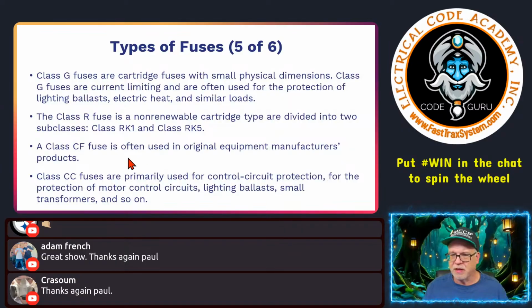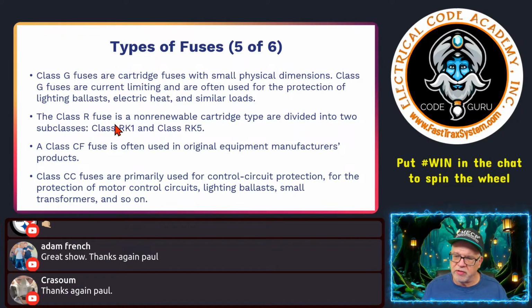That's all it is. All right, Class G are cartridge fuses with small physical dimensions. Class G fuses are current limiting and are often used for the protection of, okay, so these are very small. These are found in ballasts, electric heating circuits, and similar loads. So Class G is usually going to be provided by a manufacturer. It's probably going to be integral to certain things, right? And these fuses may or may not be supplemental protection, okay?